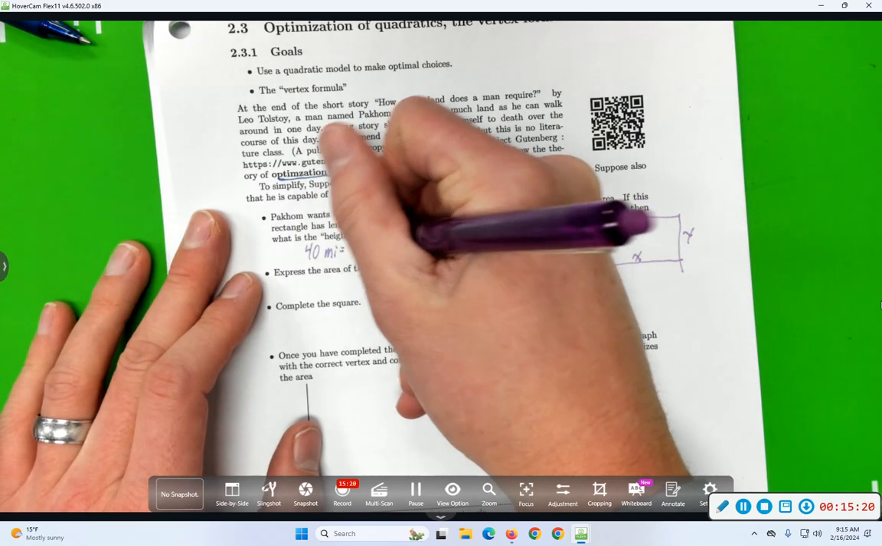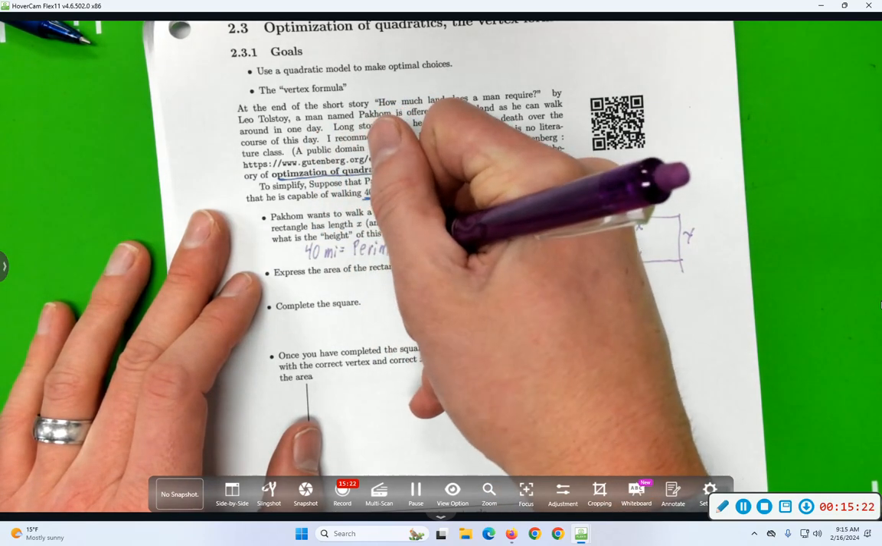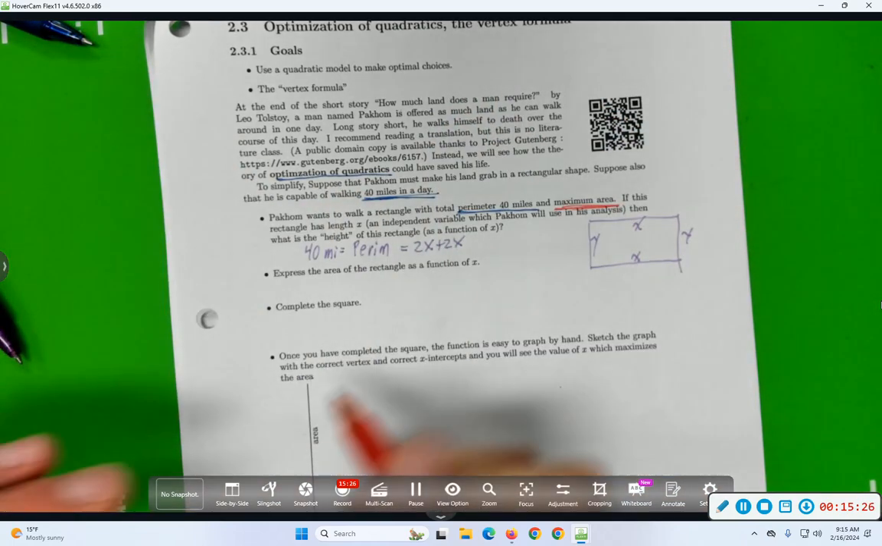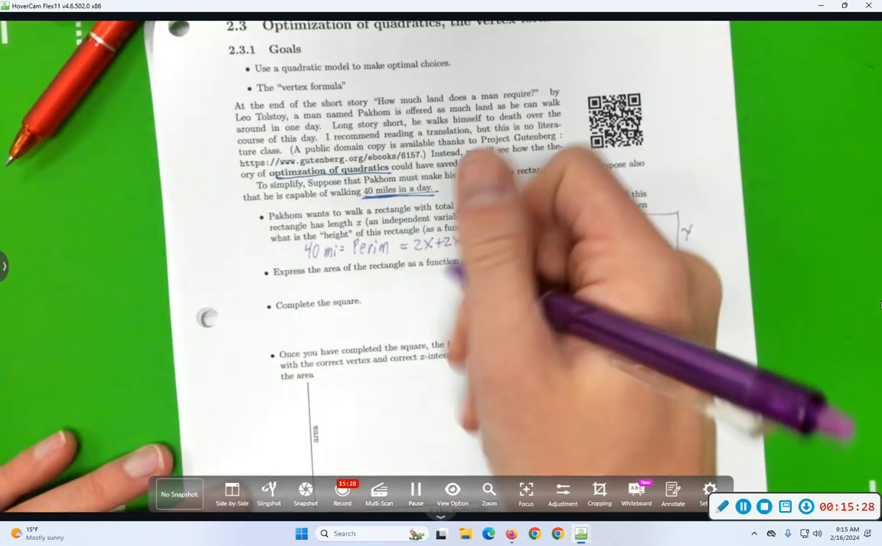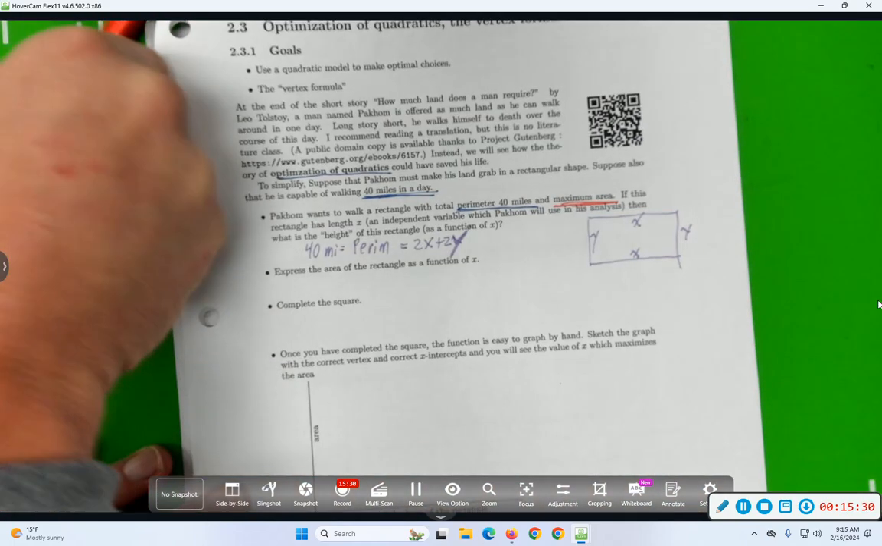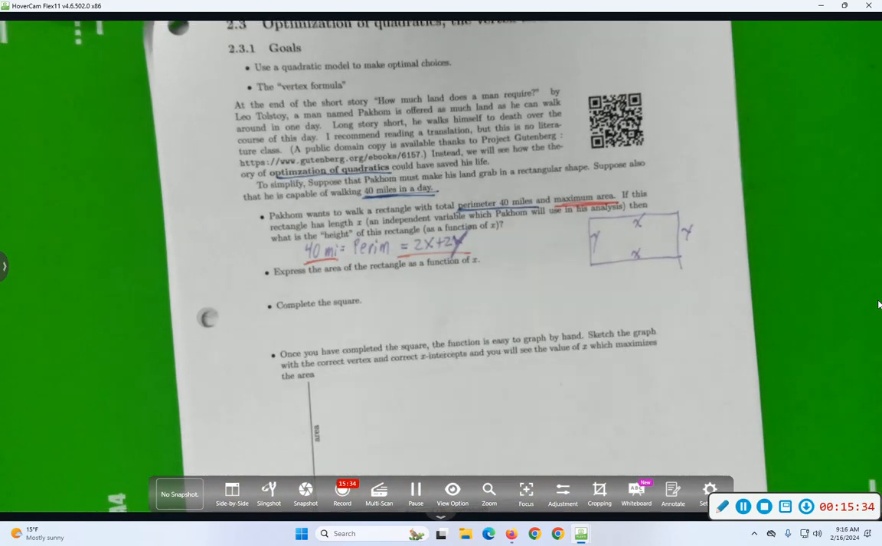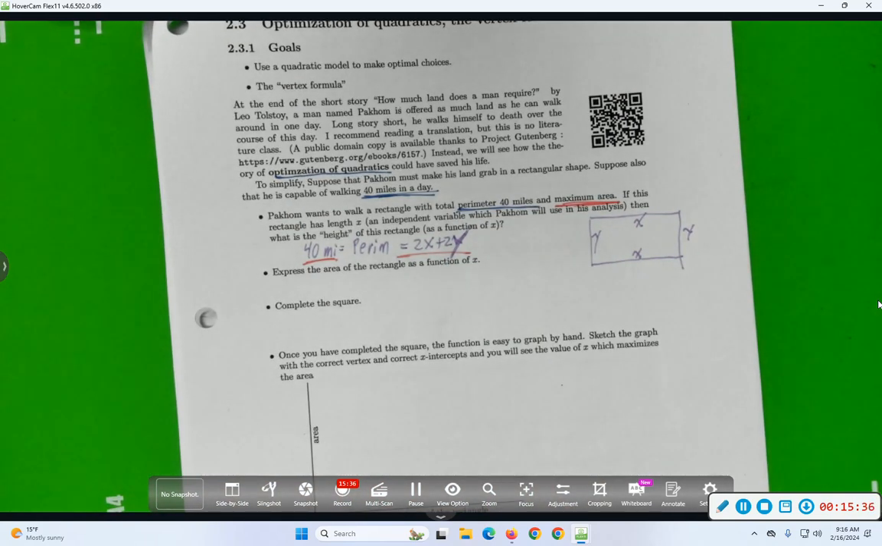2x plus 2y. Nice. There's an equation. That's a constraint. 2x plus 2y. That looks like something you could either solve for x or solve for y. And just in order to go with the flow of the paper, I'll say solve that for y. What do you get?